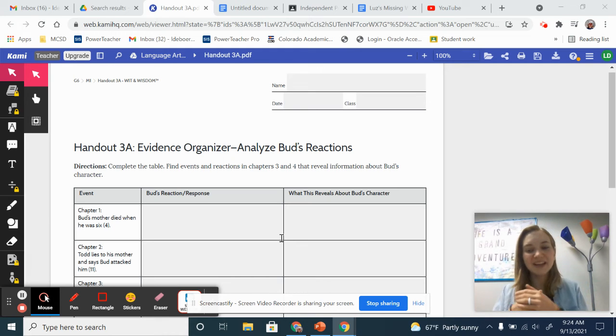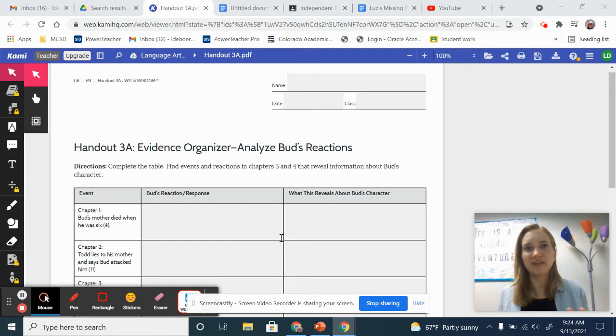Hello, I'm going to give you an explanation on how to do Handout 3A in case you missed it in class. So 3A looks at how someone reacts to something, what does that show you about them?